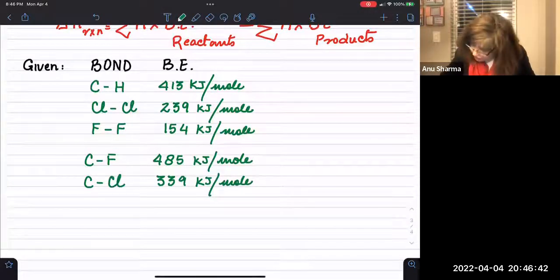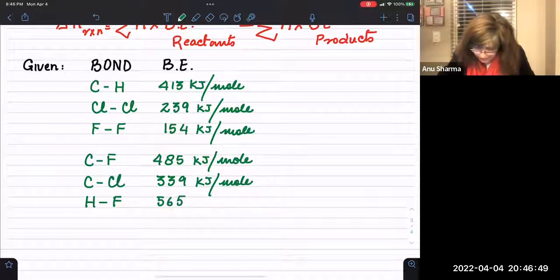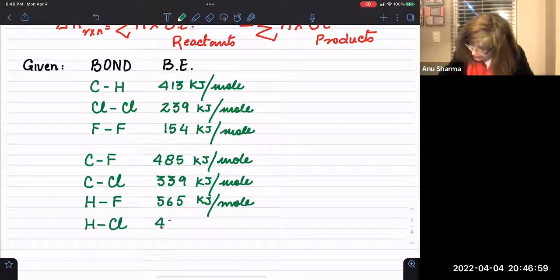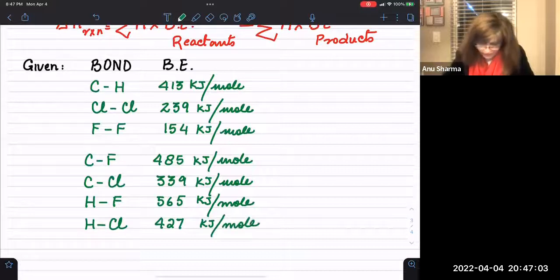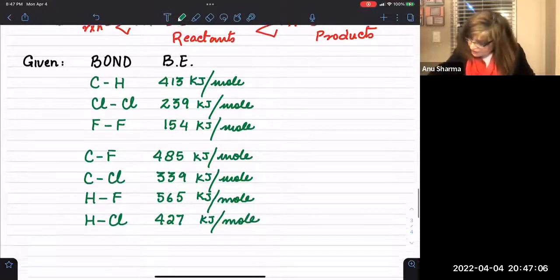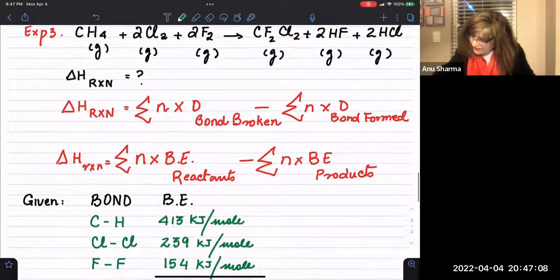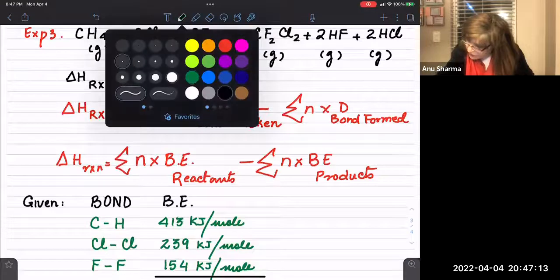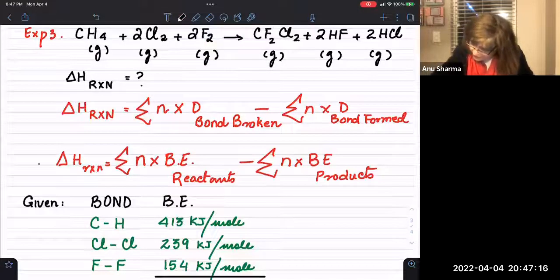Next is hydrogen and fluorine, HF. The energy of this is 565 kilojoules per mole. Next is hydrogen and chlorine, and here you have 427 kilojoules per mole. Now let's look at this. Here, first of all, we have CH4, and we will follow this one.